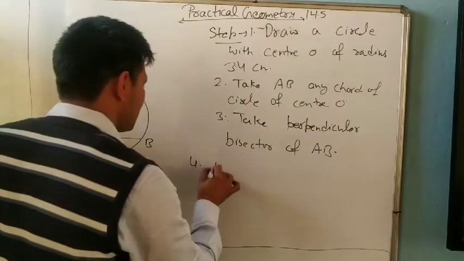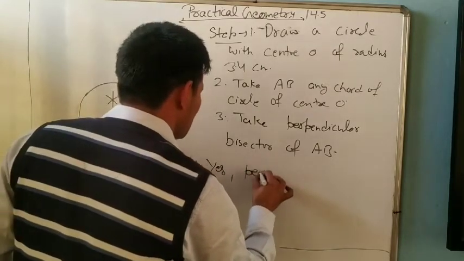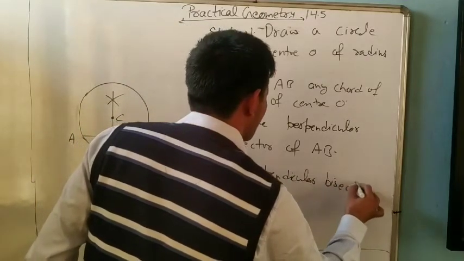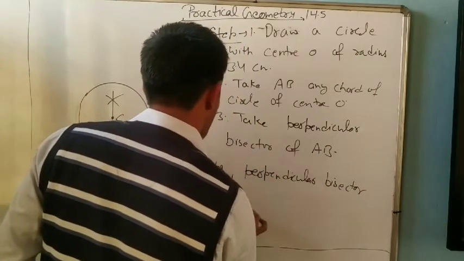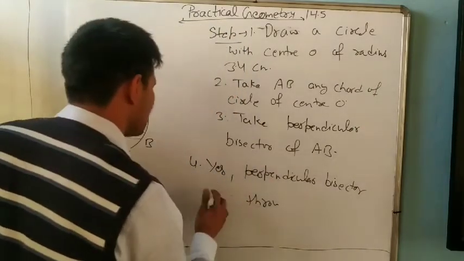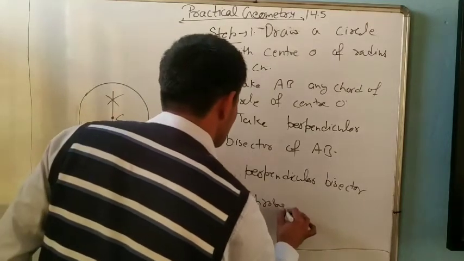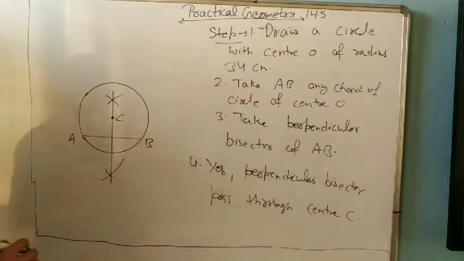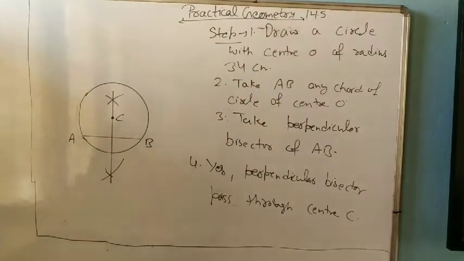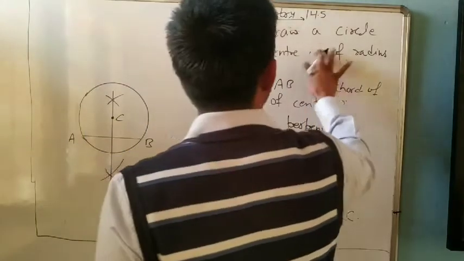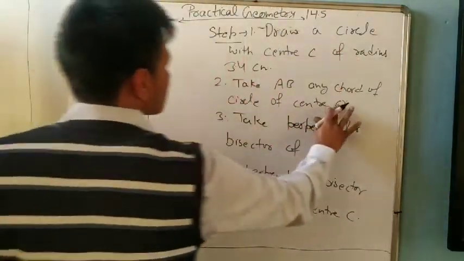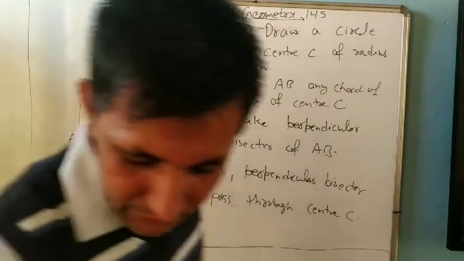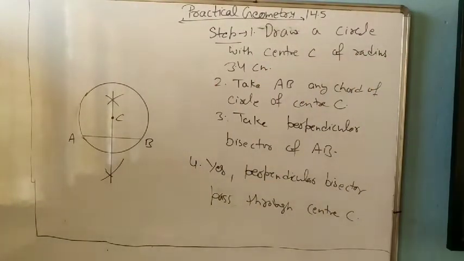You can write in the fourth step: the perpendicular bisector passes through the center C. Passes through the center C. Understand it? With center C you can write here. Okay, here also C, because center we are taking, not of C. So it is your answer. Understand it? Understand or not?